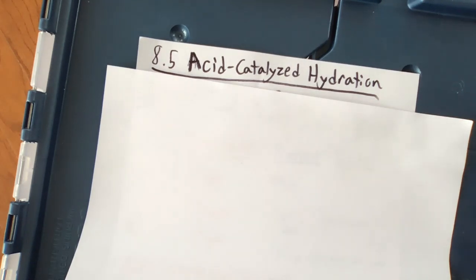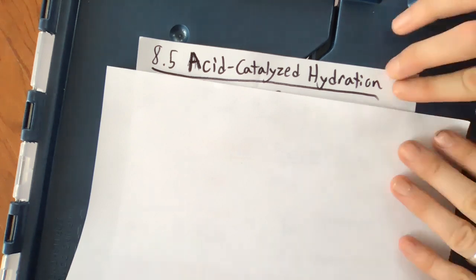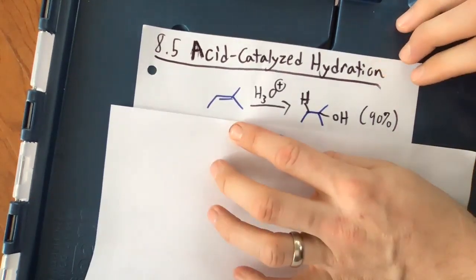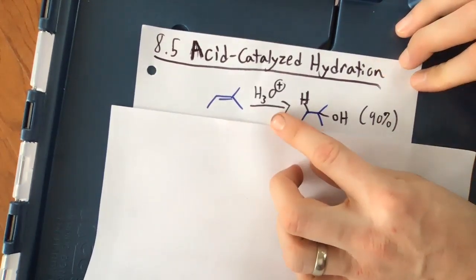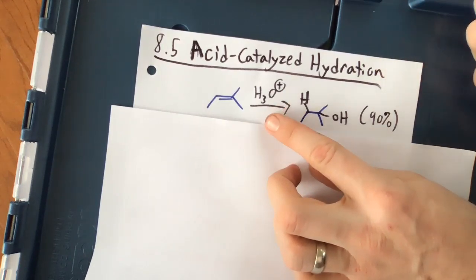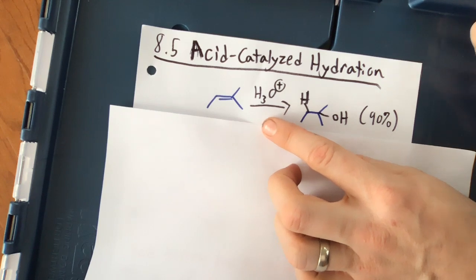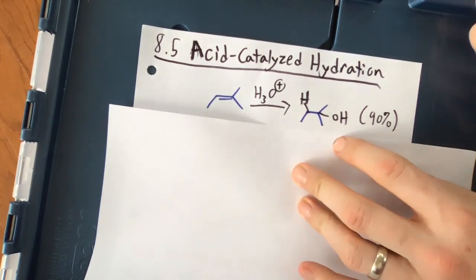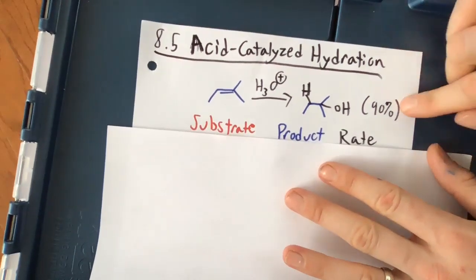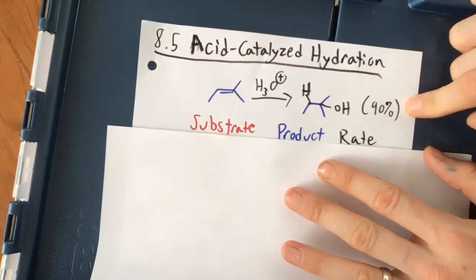Remember, hydration means we're adding a hydrogen and an OH group across the double bond, such as in this reaction. And if you just have this alkene and you add to it some acid dissolved in water, which we term H3O+ because of the leveling effect that we learned about earlier in this semester, then you will have the Markovnikov addition product in very good yield, 90%.